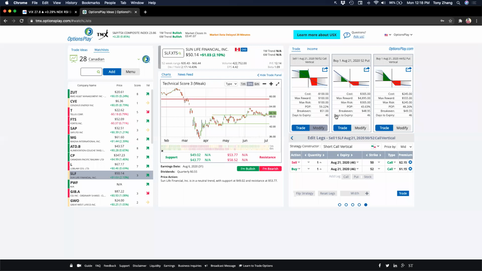So call spreads currently provide a bit of an edge here versus puts. So the bearish trade is providing a bigger edge to your options trade than the bullish trade here in Sun Life. So those are the ways that you can take a look at options and see how you can play either a mildly bullish or mildly bearish view here in a name like Sun Life.